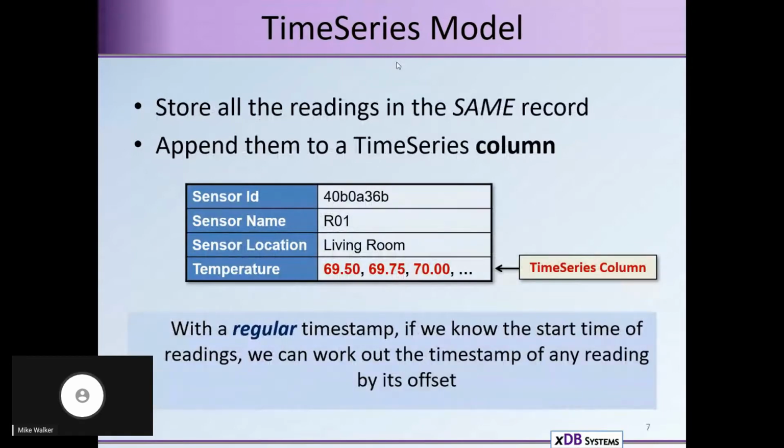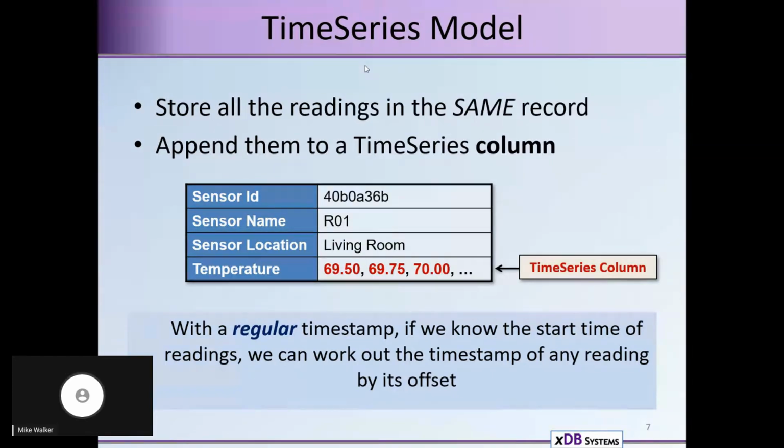So looking a bit more at how we're storing the data. Instead of having that parent-child record, we just have our parent record here, and it stores the same information about our sensor. However, we've just got this new column in here that is storing our measurements, and that's our time series column.